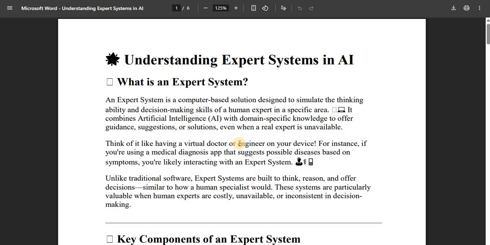The concept is whenever a human expert is missing and a machine is guiding you as an expert, then it is known as expert system. So an expert system is a computer-based solution designed to simulate the thinking ability and decision-making skills of a human expert in a specific area.